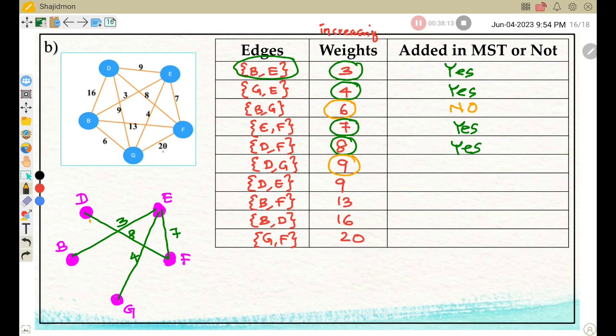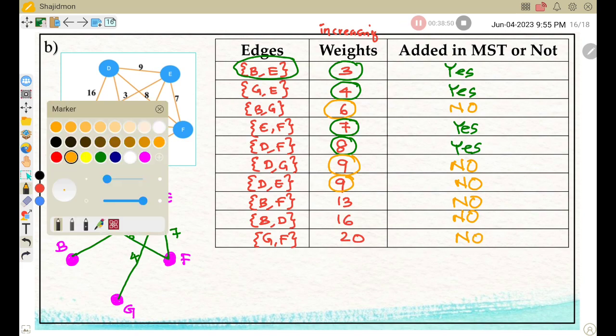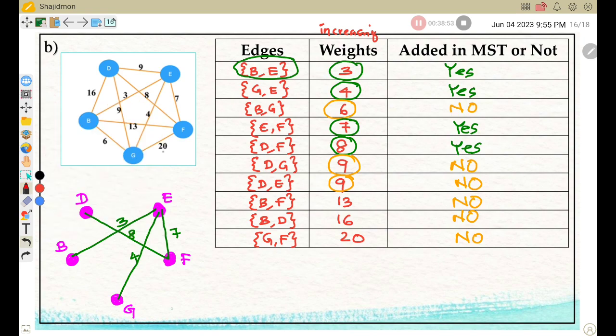Now same we can check. So this is no. 9, DE, can we add DE? No. This will also form a triangle, like a circuit, simple circuit. So no. BF. BF also it is not possible because it will form a circuit, simple circuit. So no. 16, BD. BD also it will form a circuit. So no. GF, 20. GF, this will also form a circuit. So it is no, correct? So this is the minimal spanning tree from that graph.